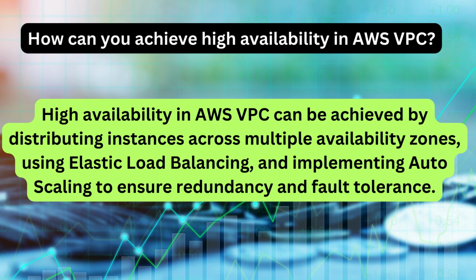How can you achieve high availability in AWS VPC? High availability in AWS VPC can be achieved by distributing instances across multiple availability zones, using elastic load balancing, and implementing auto-scaling to ensure redundancy and fault tolerance.